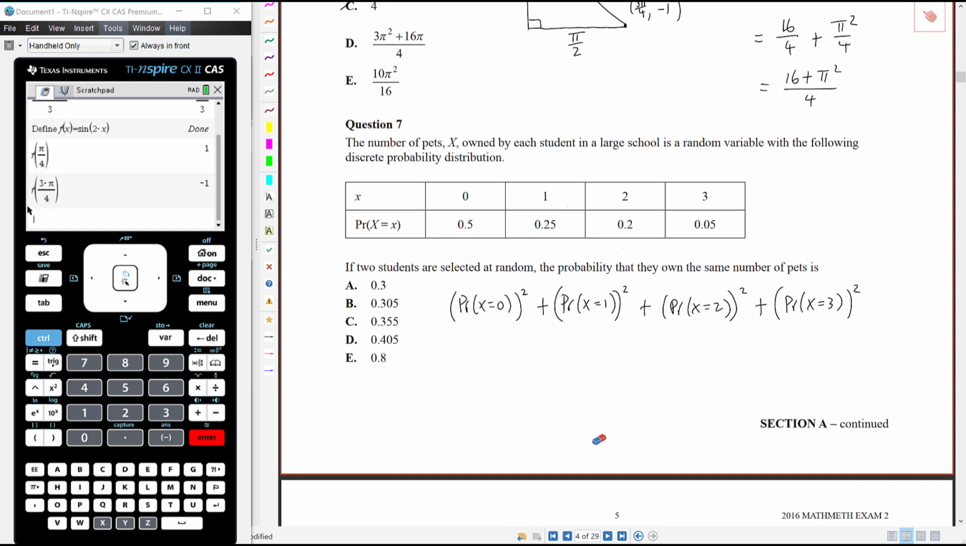Okay, so let's just work these out. So that is 0.5 squared plus 0.25 squared plus 0.2 squared plus 0.05 squared. So that is 0.355. So C, 35% chance 2 randomly selected students both own the same number of pets. That's pretty high.